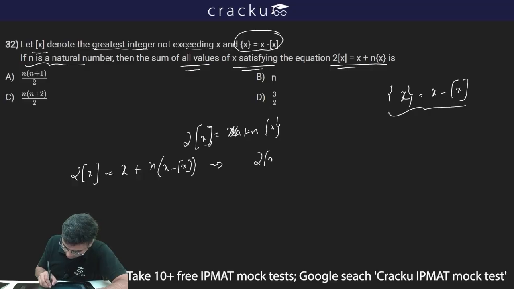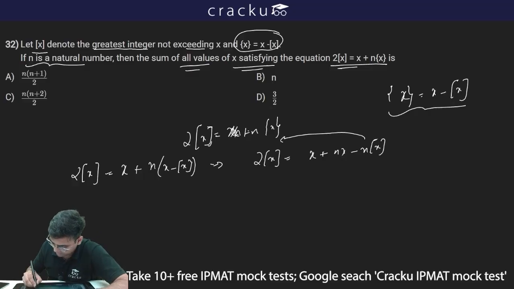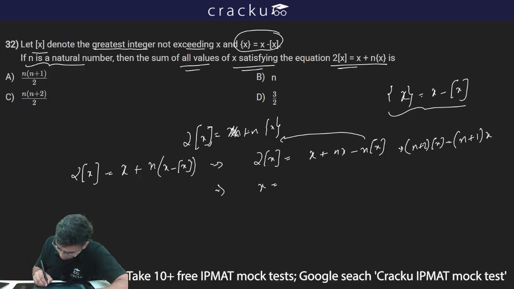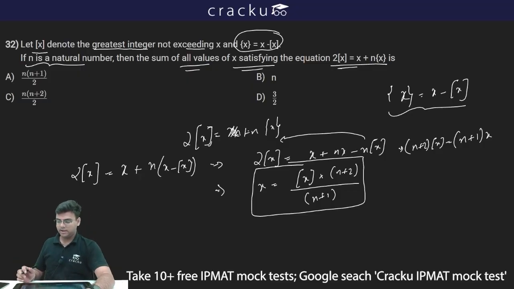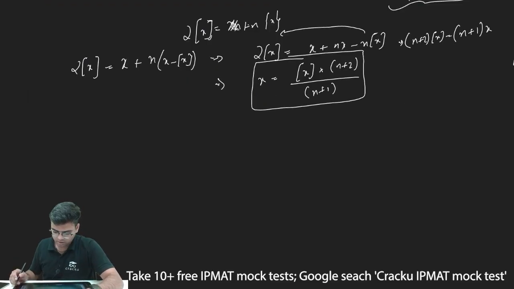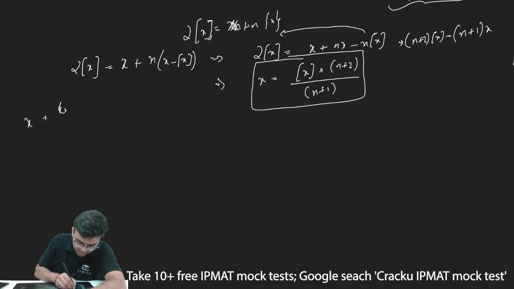That implies 2 into greatest integer of x is equal to x plus nx minus n into greatest integer of x. I can take this to the left hand side, so this will become n plus 2 into greatest integer of x is equal to n plus 1 into x, and thus I can say x is equal to greatest integer of x multiplied by n plus 2 divided by n plus 1. So this is the value of x. This is what value x can take. Now, x can take any real value.